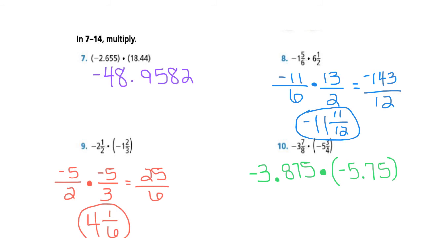And when I get my calculator, I get my answer of positive 22 and 28,125 100,000ths, or 22.28125.